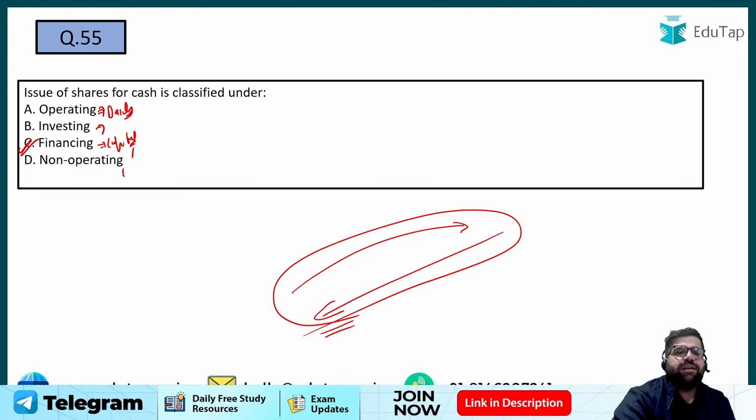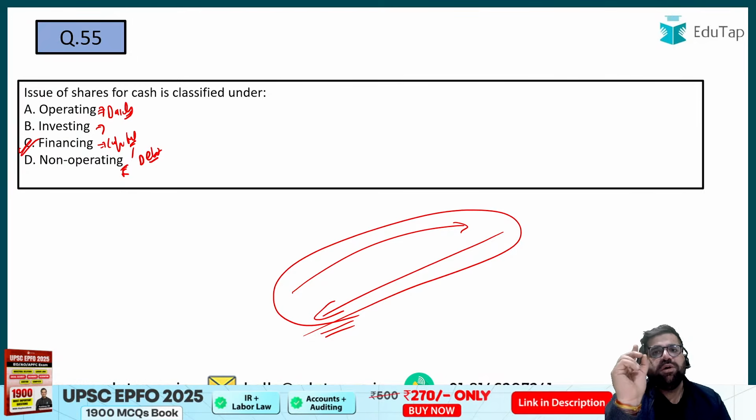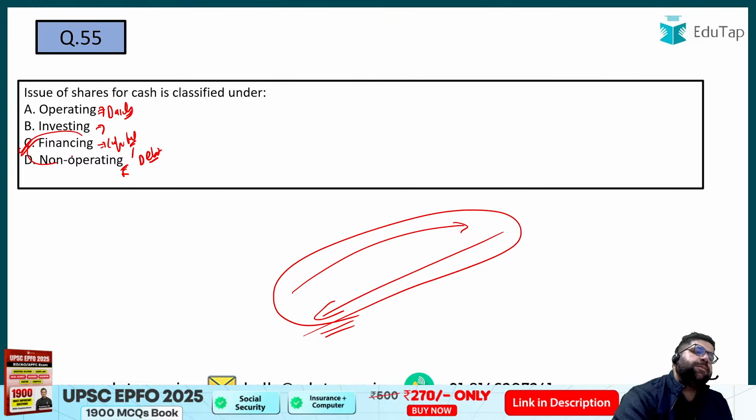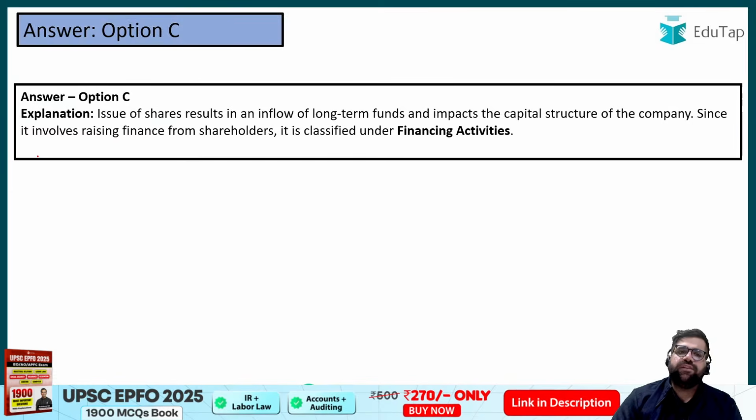Financing deals with your capital structure, कि आपकी कैपिटल में इक्विटी कितना है और डेट कितना है. So that is what financing is all about. Now, if you are issuing shares, you are basically selling equity of your company and taking cash. So that will be a financing activity. The right answer will be option number C.